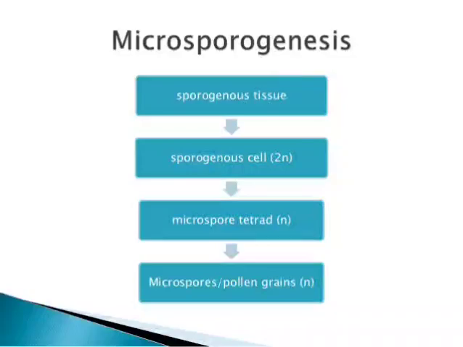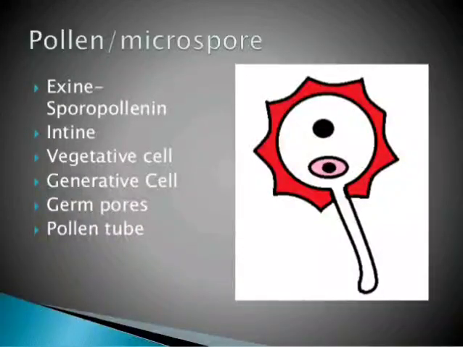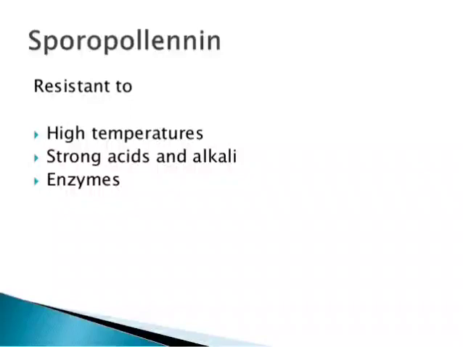Pollen grains represent the male gametophyte of the plant, of a flower, and this pollen grain has got different layers. The outermost layer of the pollen grain is called exine, which is made up of sporopollenin, then intine, which is made up of cellulose and pectin. Sporopollenin is very resistant to high temperatures, strong acids, alkalis, enzymes. There is no enzyme which can break it down.